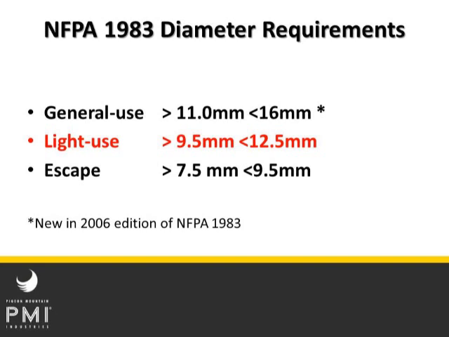Light use 9.5 to 12.5, and escape 7.5 to 9.5. A lot of people have asked why escape has a minimum at 7.5, and the committee felt that it was about the minimum diameter you could feel through a fire glove, so that you could still even tell that you had a rope in your hand. And I'd say that's unusual for most fire gloves to even be able to feel that through it, but you sure can't feel it if it's any thinner than that. So that's where that range came from, was what you can still feel in your hand while you're trying to operate the device.